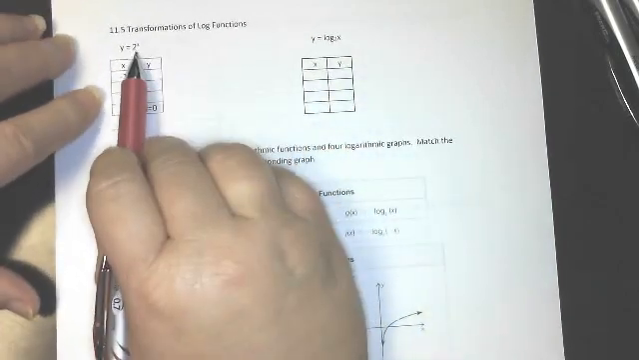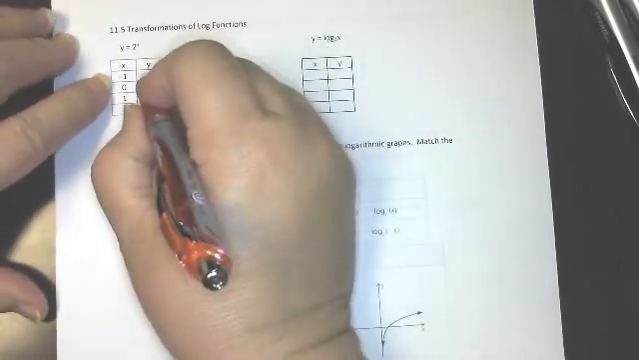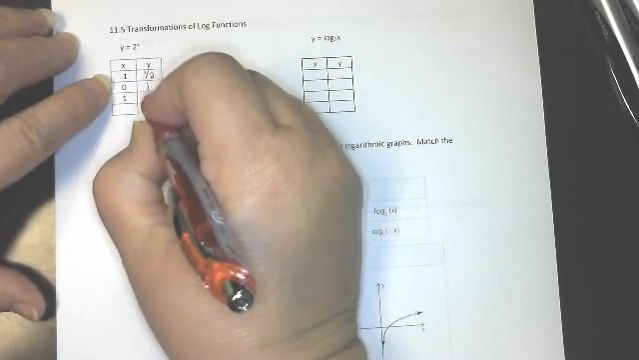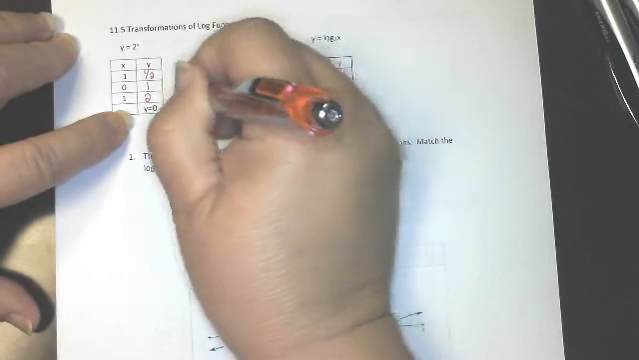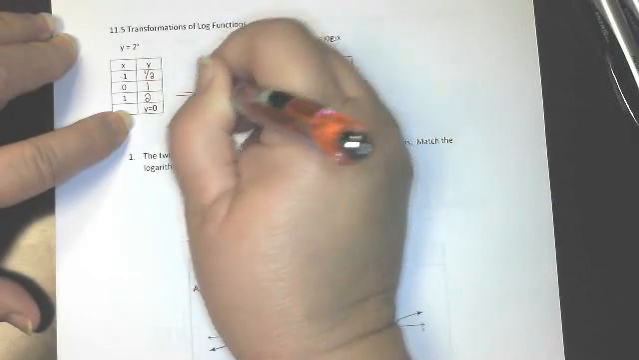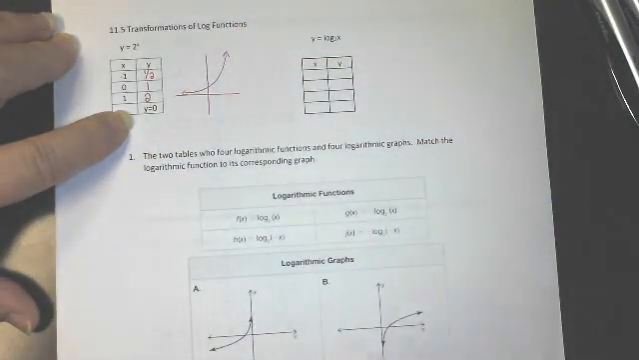So just a refresher, here's our exponential 2 to the x. So remember the table for this one, and it has an asymptote at y equals 0. So 2 to the x is our exponential growth. It looks something like that.